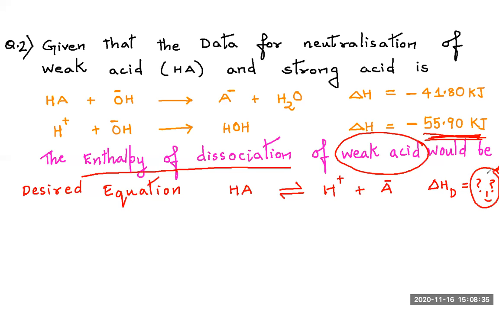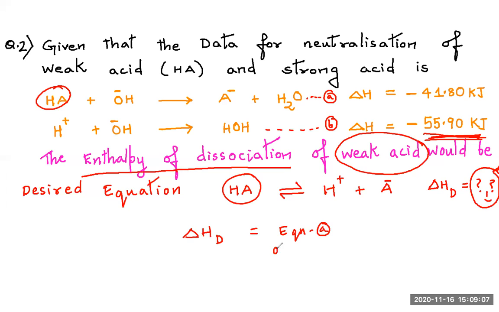Let's see what to do, children. Same thing. What is the first thing I want? HA, where is it in the first equation? Say I label it equation A and I label this equation B. I want HA in the first equation. HA is on the left. I want it on the left. It is 1. I want 1. So delta H desired is equation A as it is.